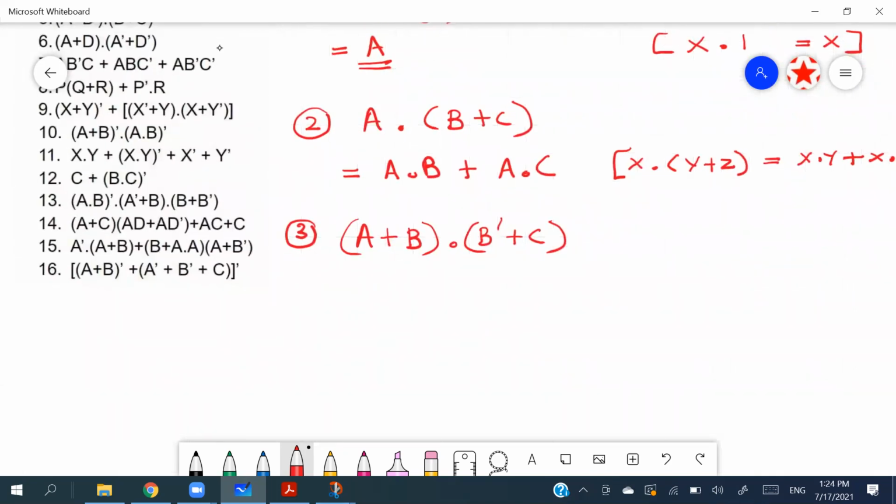So we can't find any common terms, because common terms can be found from the places where we can find the dots. So we are going to apply the distributive law.